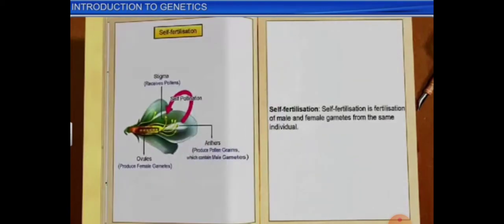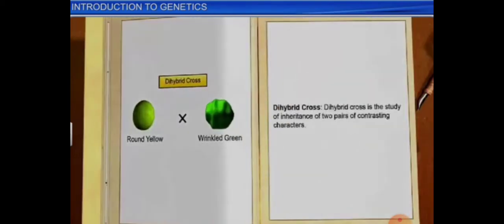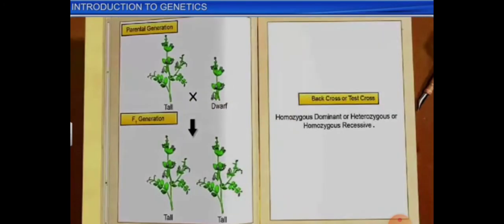Next, self-fertilization is the fertilization of male and female gametes from the same individual. Only one individual will be involved there. The monohybrid cross is the study of inheritance of one pair of contrasting characters, like tall and dwarf plants. The study of inheritance of two pairs of contrasting characters is known as dihybrid cross. For example, round yellow seed and wrinkled green seeds. They are different.